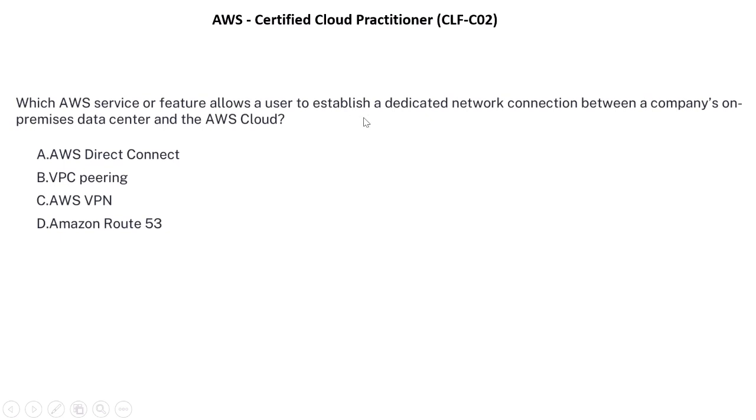Which AWS service or feature allows a user to establish a dedicated network connection between a company's on-premises data center and the AWS cloud? Options are option A, AWS Direct Connect, option B, VPC peering, option C, AWS VPN, option D, Amazon Route 53.